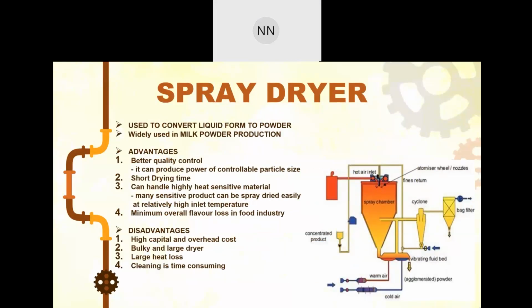Next, industrial equipment used for drying purposes are the spray dryer and freeze dryer. The spray dryer is used to convert liquid form to powder, and it is widely used in milk powder production. The advantages of the spray dryer are that it gives better quality control, short drying time, can handle highly heat-sensitive material, and also minimum overall flavor loss in the food industry. The disadvantages of the spray dryer are high capital and overhead costs. The spray dryer is bulky with large heat loss, and cleaning is time consuming.